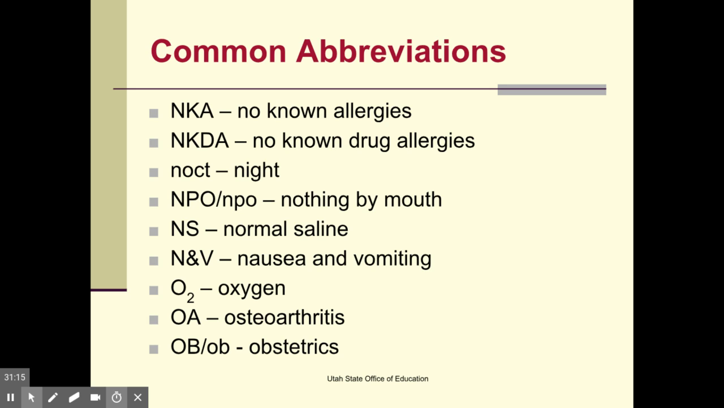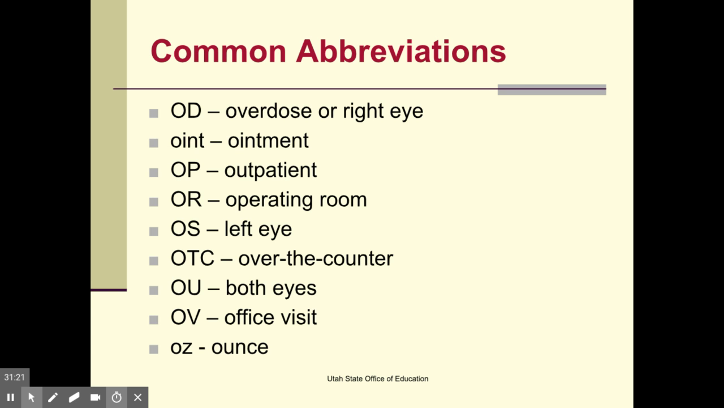OA is osteoarthritis. OB, we write it in caps for obstetrics. OD can mean over. We don't use OD for right eye anymore. It's better to write out right eye, and unless you work in the ear, nose, and throat clinic or for an obstetrician, OD for the most part in charting means overdose. Ointment can be abbreviated as OINT, OP for outpatient, OR for operating room, OS for left eye, OTC for over-the-counter medications. OU can mean both eyes. OV for office visit. OZ for ounces.